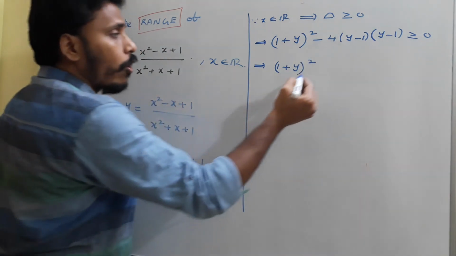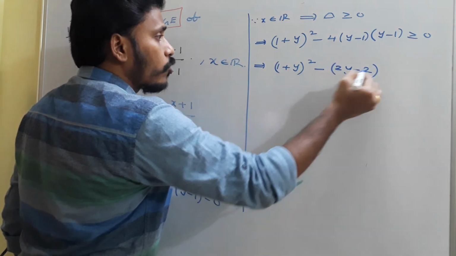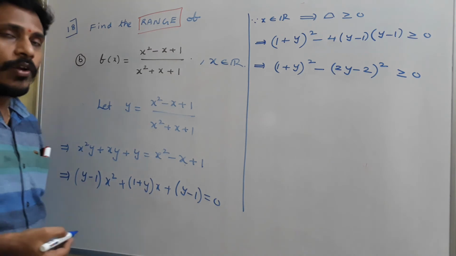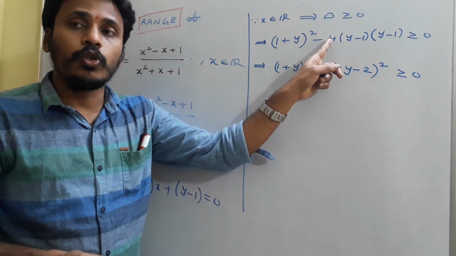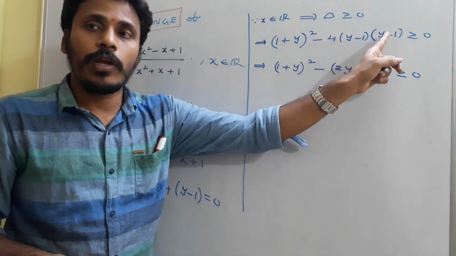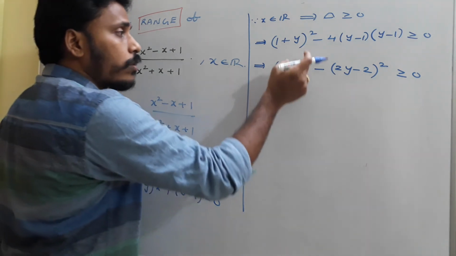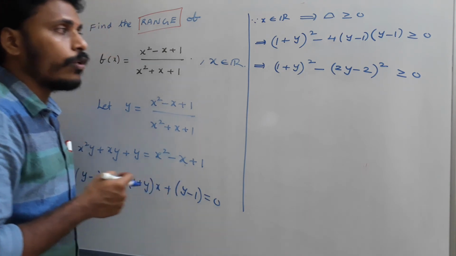So by combining all these things, now I can write 2y minus 2 whole square, which is greater than or equal to 0. Is it right? Yeah, absolutely. Because we can write that 4 as 2 into 2, give one 2 to this y minus 1, another 2 to this y minus 1, and it becomes 2y minus 2. So 1 plus y whole square minus 2y minus 2 whole square is greater than or equal to 0.